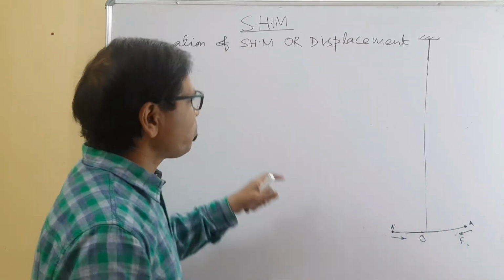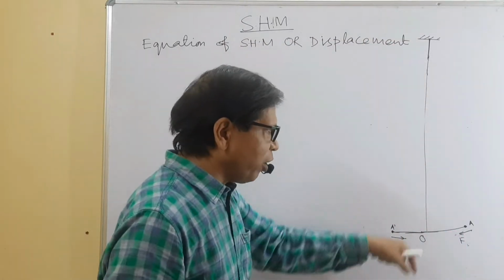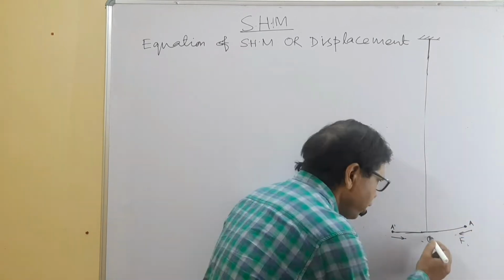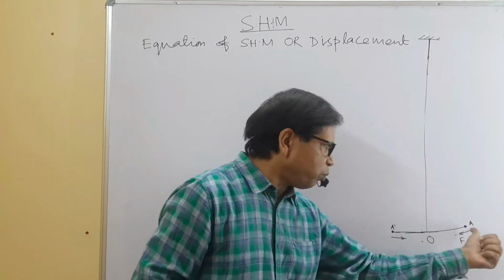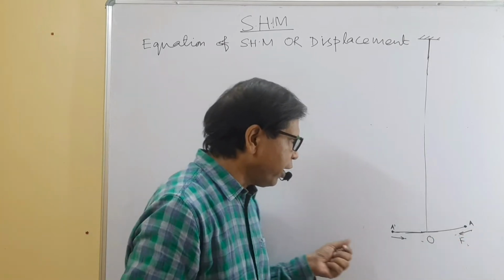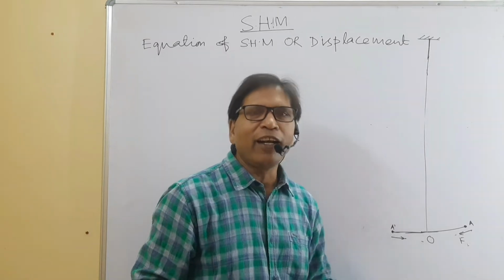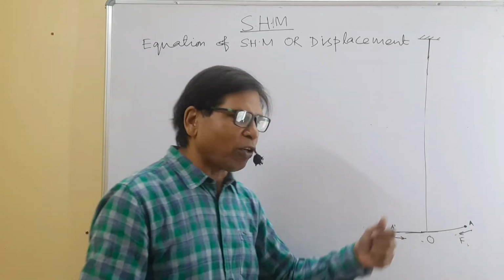Look at this. This is a pendulum. This is to and fro motion. What is the property of this motion? The characteristic of this SHM is the force acting towards the mean position, that is, its motion is always directed towards the mean position. Now, what is the definition from this condition?